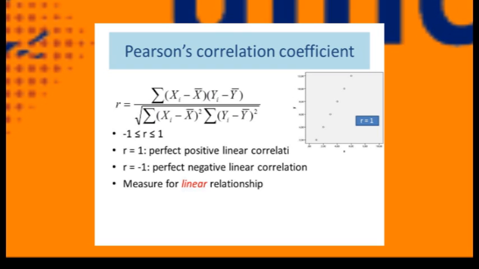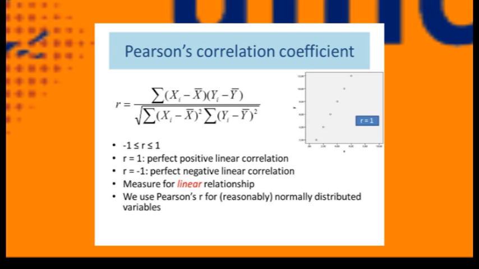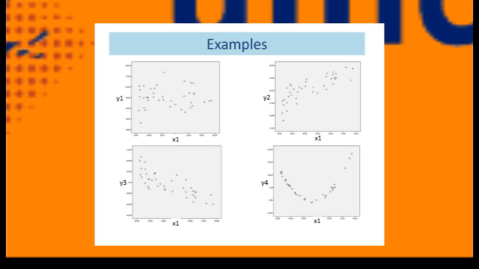Again, r is a measure of linear relationship, and we use it for variables with a reasonably normal distribution. Here we see 4 scatter plots. In the left upper one, we see the variable y1 plotted against x1. Do we see a clear linear relationship? Does the value of x1 give us any idea about the value of y1?